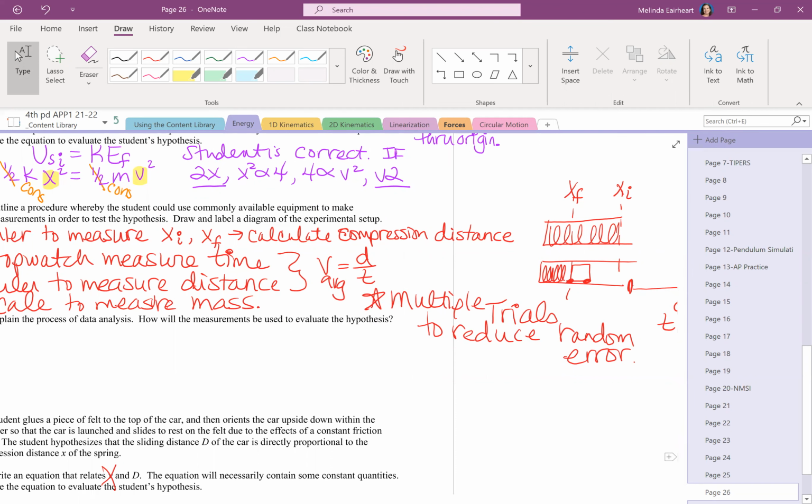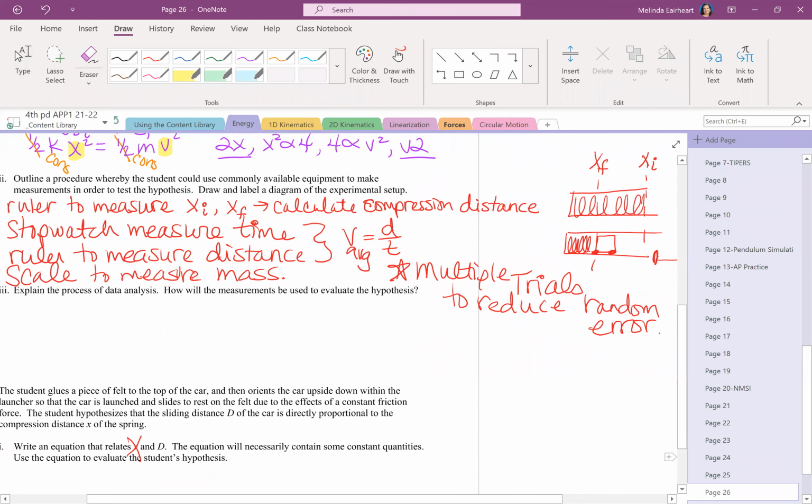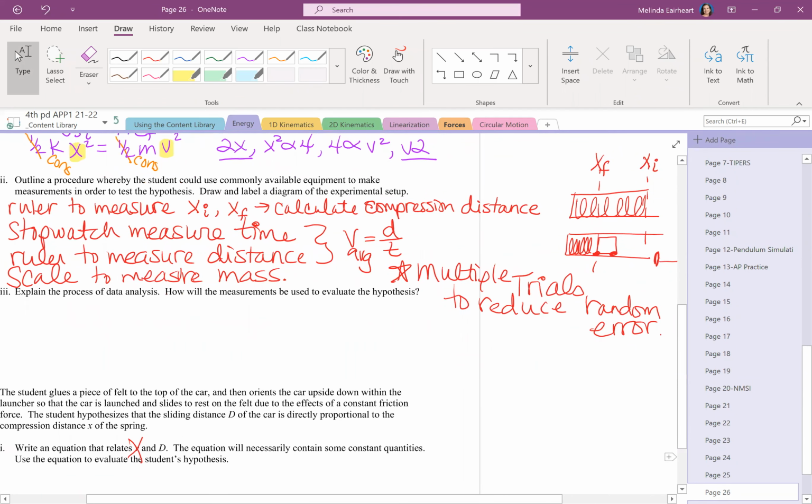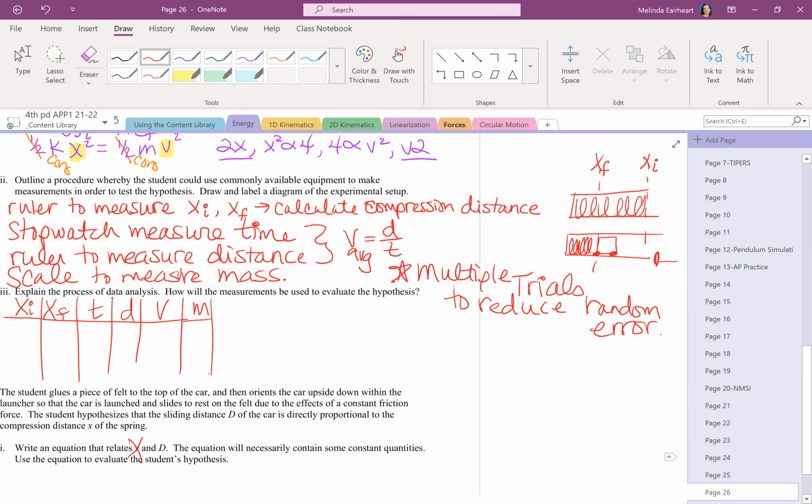Part 3 says, explain the process of data analysis. So we've collected data, okay? Maybe if you wanted to just visualize a data table, we have our XI, XF, we've got our time, our distance and velocity, mass. So we've got all this data. Now, what are we going to do with it to confirm or deny the student's hypothesis? How will the measurements be used to evaluate?